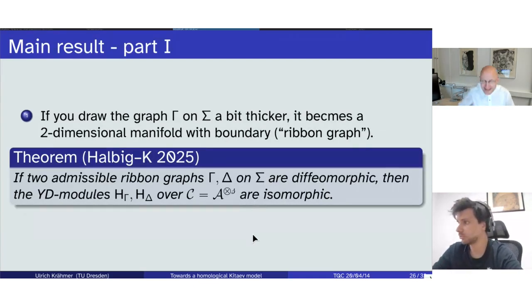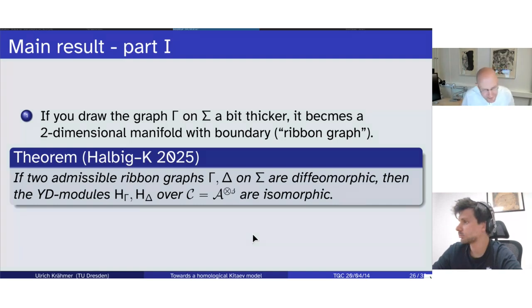And more than that, if you have isomorphic graphs drawn onto your surface, these Jeter-Greenfeld modules that you get will be isomorphic as Jeter-Greenfeld modules. Now one has to be a bit more precise what one means by isomorphic graphs. One way to say this would be, when I draw these graphs onto my surface, I can thicken these graphs a little bit, and then I actually get small two-dimensional submanifolds with boundary called ribbon graphs, which are drawn onto this surface.